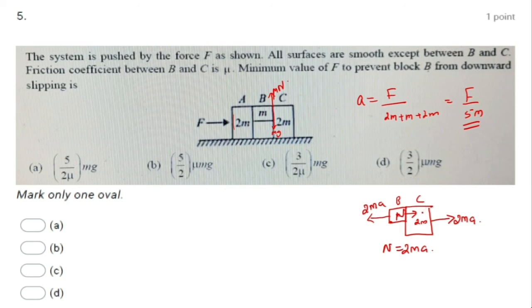Now you can use the equation here. What is the equation? It should not fall down, right? It should not fall down means what? This mg must be equal to mu N. So substitute this equation here. The downward force mg must be equal to mu into N. N is equal to what? 2m into a. Now you substitute the value. mg is equal to mu into 2m into acceleration. What is acceleration? F divided by 5m. m cancel. Now let's write the equation for F. F is equal to 5mg divided by 2 mu. So the option A is the correct answer.